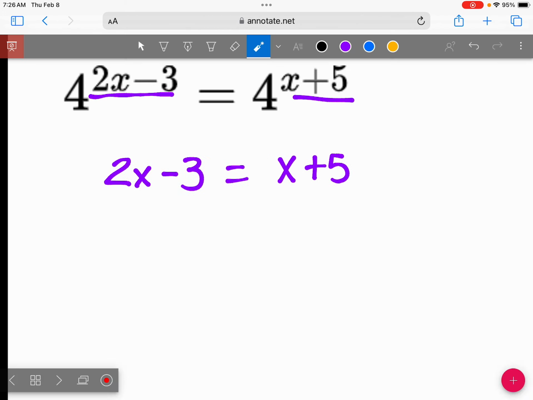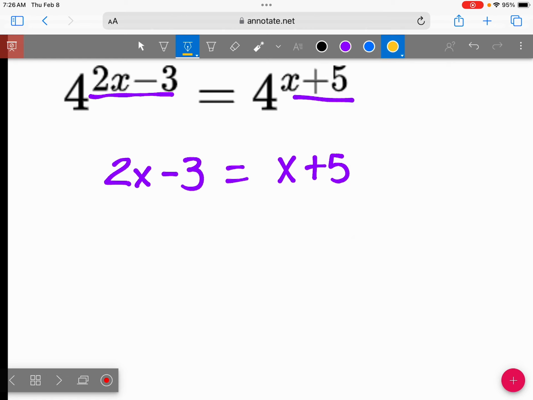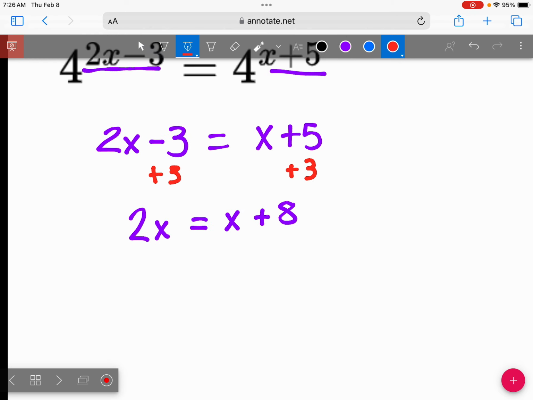So what can we do to solve this and figure out what x is going to be? Add 3. That's an excellent start. It's going to give me 2x equals x plus 8. Then what can we do? Subtract x. I want to get my x's on one side and my numbers on the other. So 2x minus x gives me just 1x equals 8.